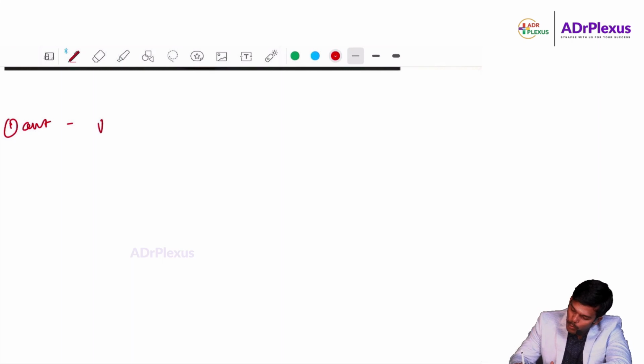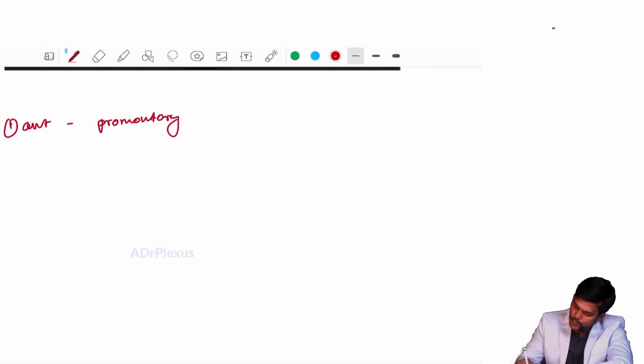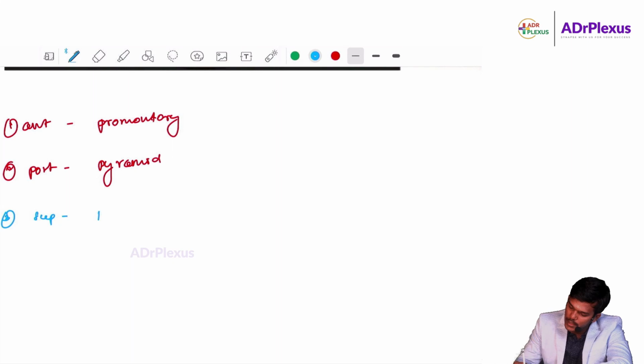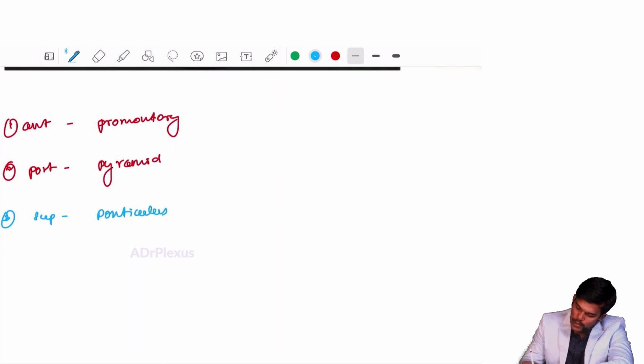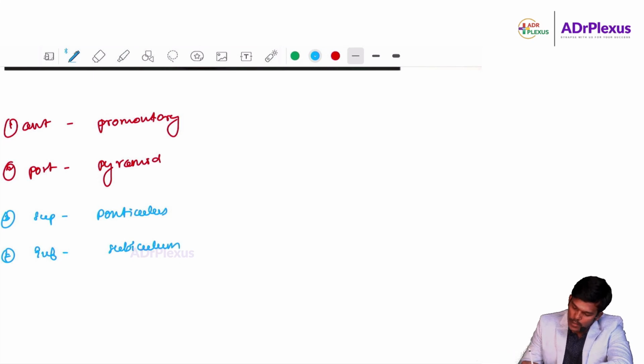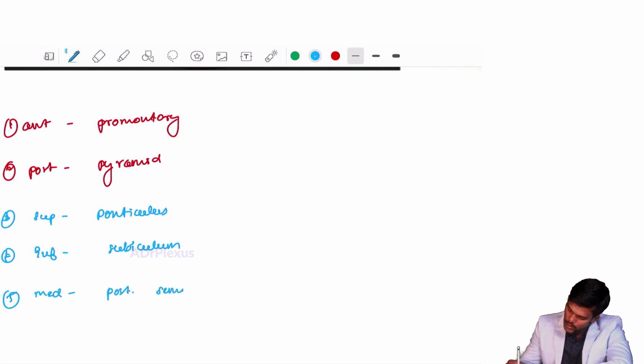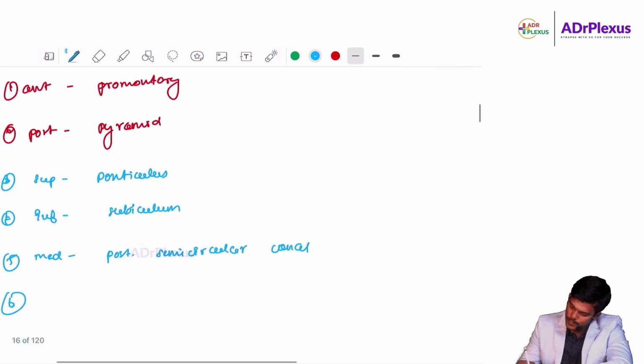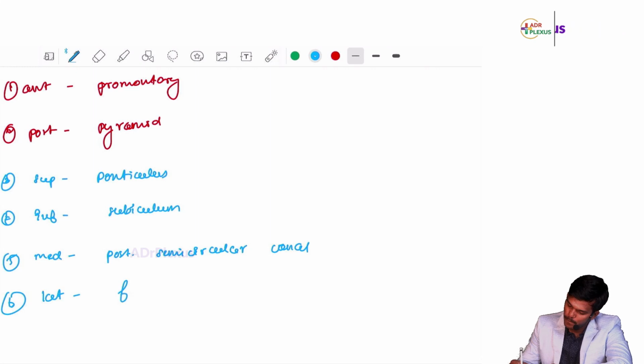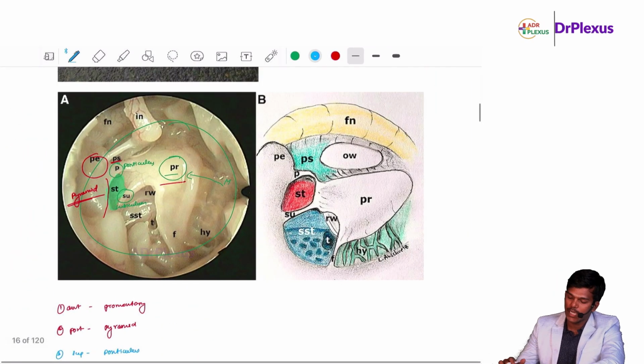Anteriorly, promontory; posteriorly, pyramid; superiorly, ponticulus; inferiorly, subiculum; medially, posterior semicircular canal; laterally, facial nerve. That completes understanding about the sinus tympani.